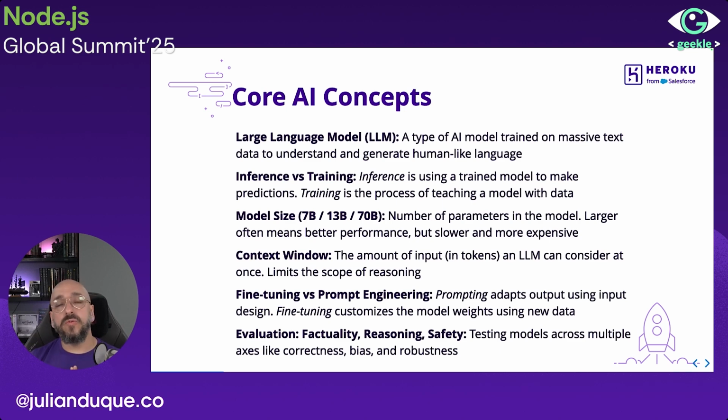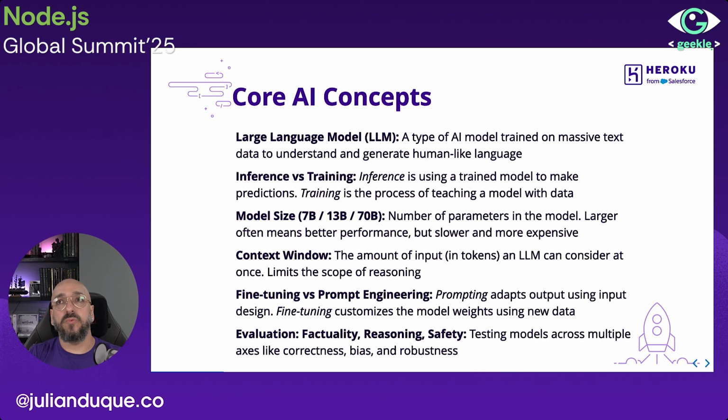There is also another very important concept, which is the context window. This is the amount of data in tokens. A token is like a part of a word that you are going to be adding into the text, into the prompt. So the context window is the amount of data that this LLM can consider at once. This will limit the scope of reasoning. So I cannot send a bunch of information to these models. I need to send it in chunks.